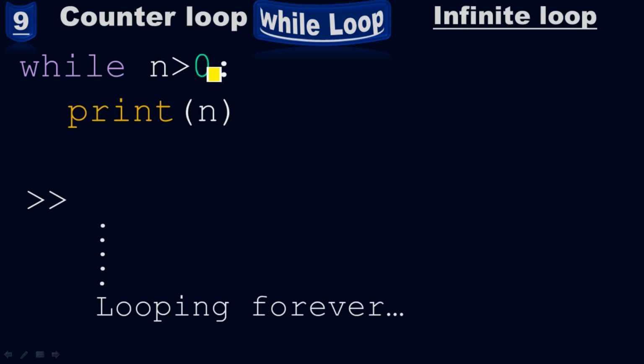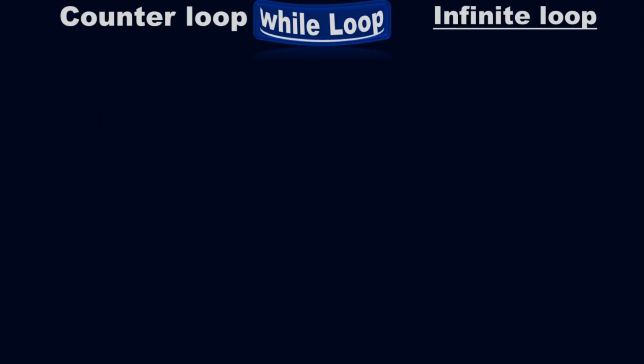But what is the limit? What is the ending value? What is the last value? We don't know. If we directly put while n is greater than 0 and take the print of n, the loop will go forever. It won't stop at any point. That's why we call it infinite while loop. It's looping forever. One more example for the infinite loop, which is example number 10.